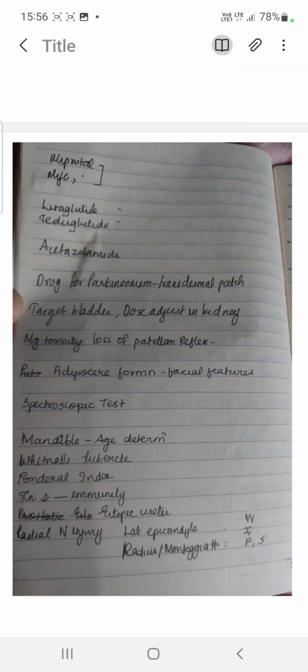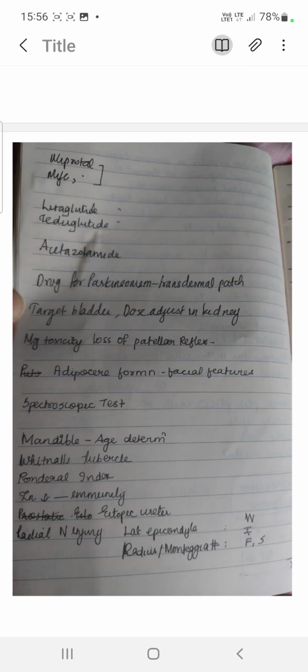Now, in Parkinsonism, which drug is given as a transdermal patch? Rotigotine. Target bladder. In overactive bladder management, which drug targets the bladder, where we adjust the dose in renal failure? That is trospium. Mnemonic: T for T, target, trospium. Magnesium toxicity, loss of patellar reflex at 10 to 12 milliequivalents per liter.